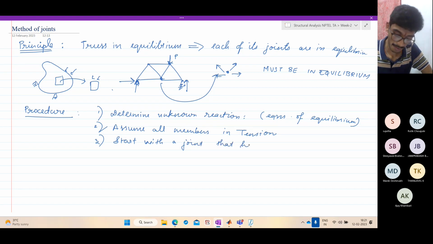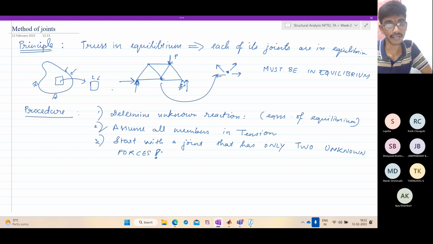that has only 2 unknown forces. Why only two unknown forces? What will happen if you start with this joint where you have four unknown forces? You will not be able to solve for it because you have only two equations of equilibrium at a joint.